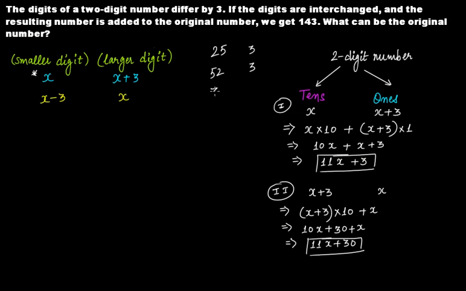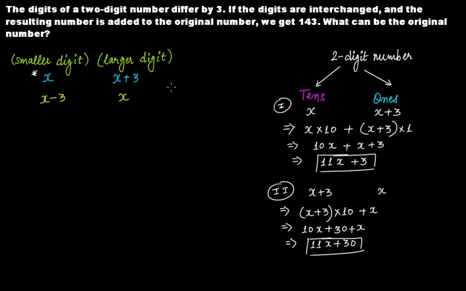Your number can be 36. 6 minus 3 is 3. Your number can be 63. 6 minus 3 is 3. So if 25 is correct, then 52 is also correct. If 36 is correct, 63 is also correct. So on and so forth. But we don't know exactly what those two numbers will be. That's why we have to find that. Okay, so this much is clear. There are two subcases for this case.